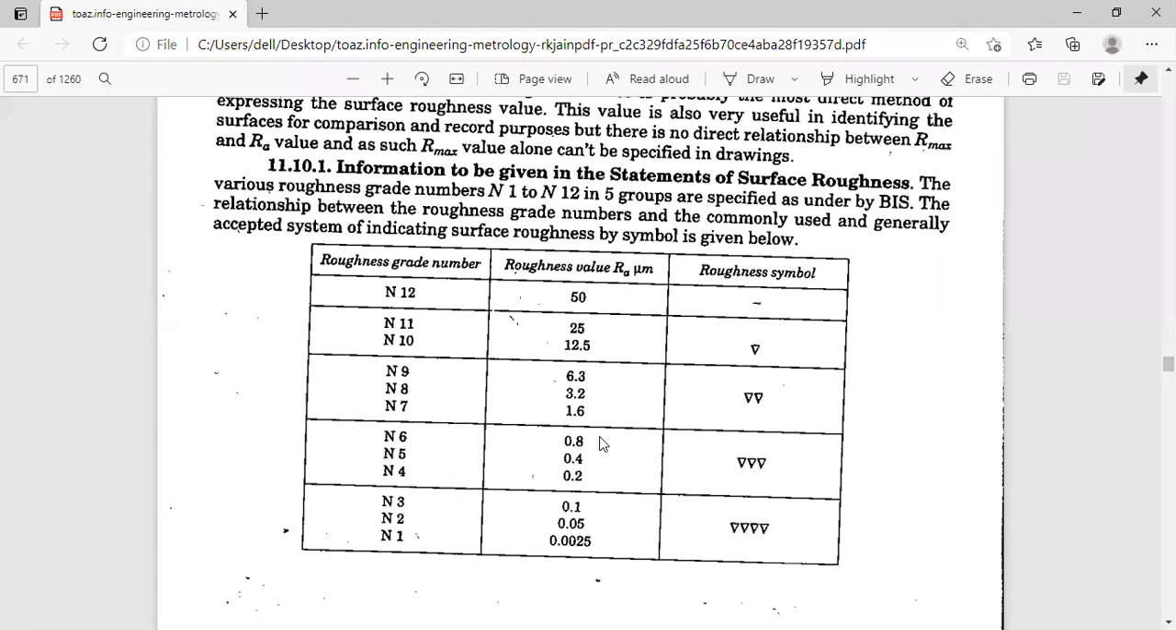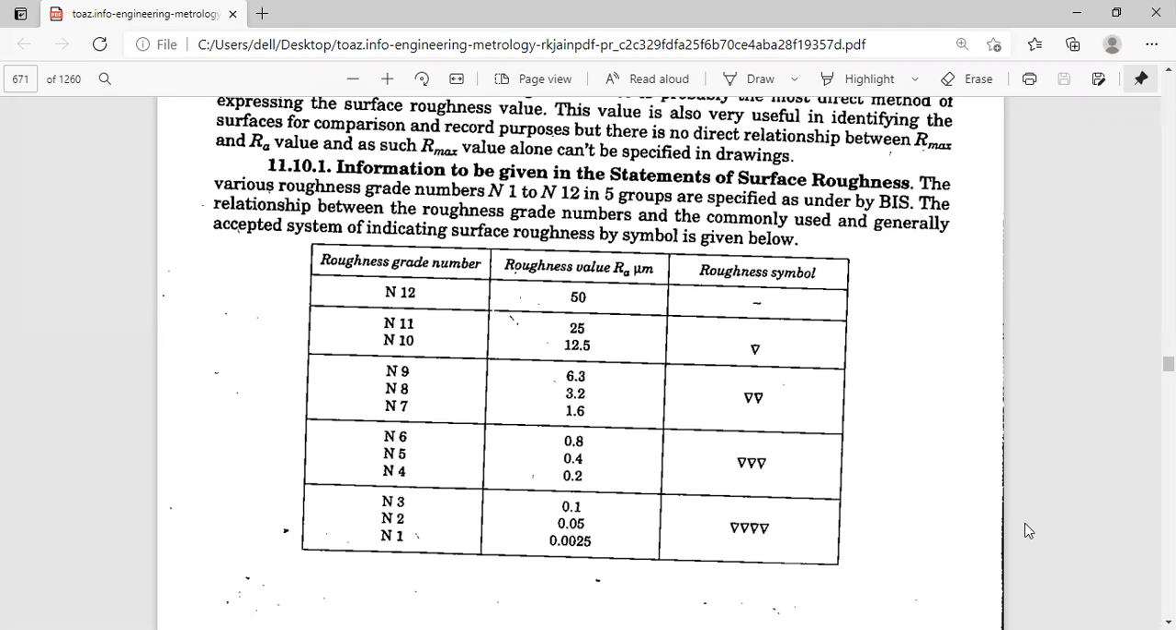This is a very important thing, because all these N1 to N12 grades are divided into 5 groups as specified by the Bureau of Indian Standards. It's not British Indian Standard, though some may write like that. Bureau of Indian Standards, BIS. So this table is giving the relationship between the roughness grade, the commonly used roughness values, and the roughness symbol.